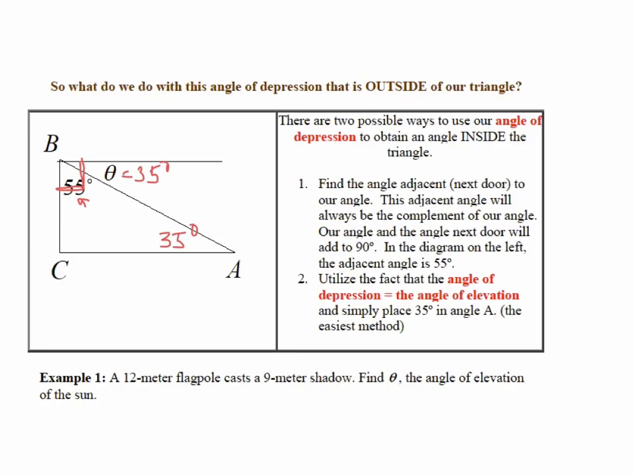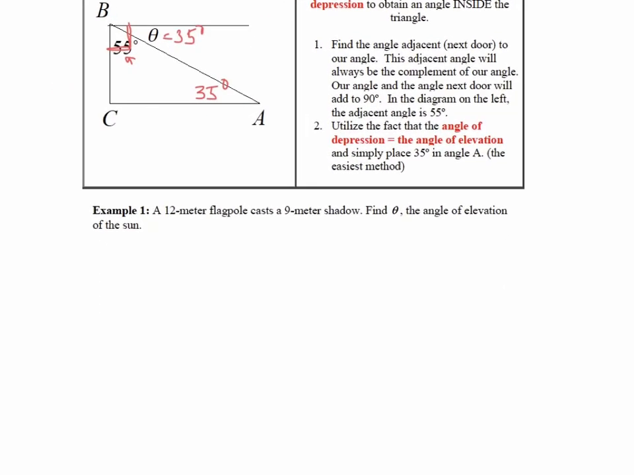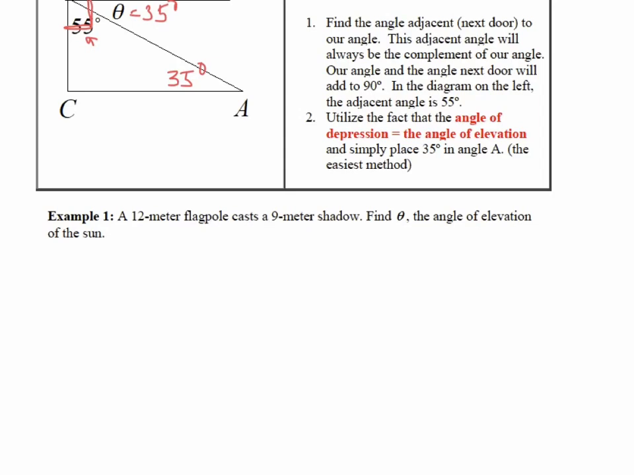So in example 1, step 1, I always draw a picture. It says a 12-meter flagpole casts a 9-meter shadow. I'm supposed to find theta, the angle of elevation of the sun. So I'm going to draw a flagpole. I'm thinking that's a vertical pole, and you might put a little flag on it. Little red flag, we are North Hills here.